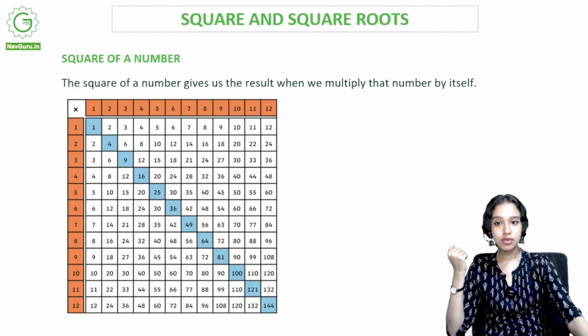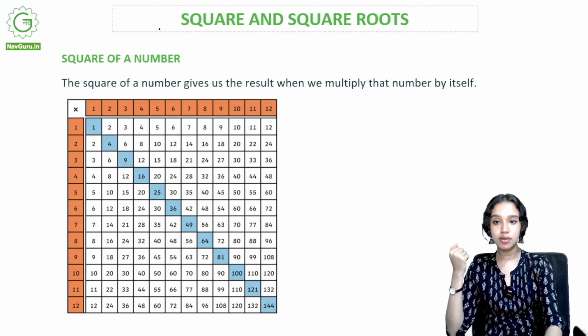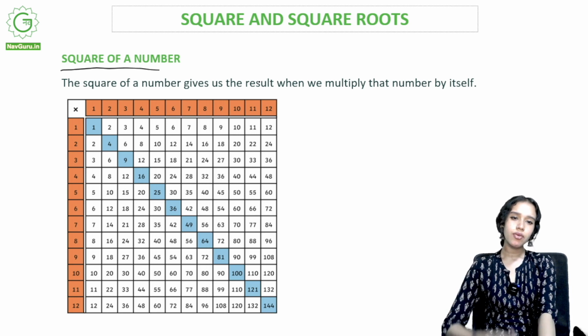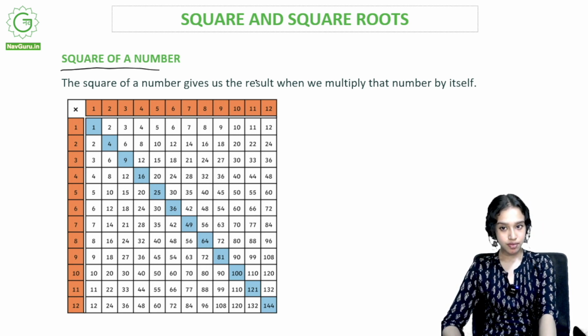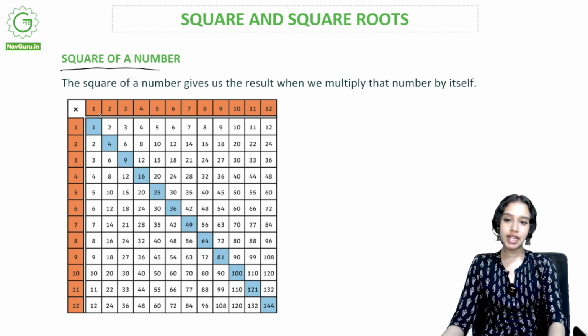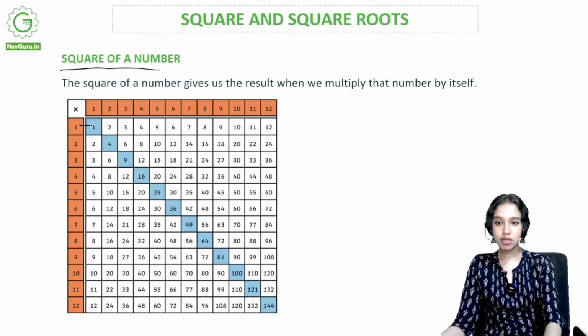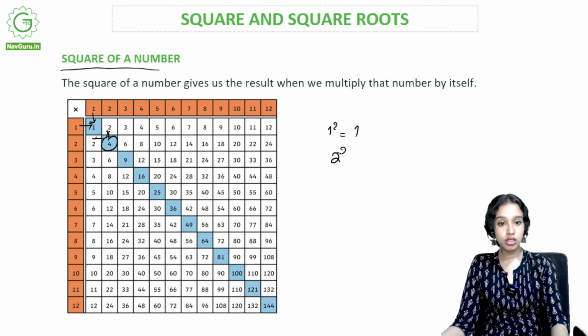So first of all, what is the square of a number? The square of a number gives us the result when we multiply that number by itself. Here we can see a very clear representation. When we multiply 1 with 1, we get 1, so we can say that 1 square is 1. Now, when we multiply 2 with 2, we get 4. So we can say that 2 square is 2 into 2, which is 4.